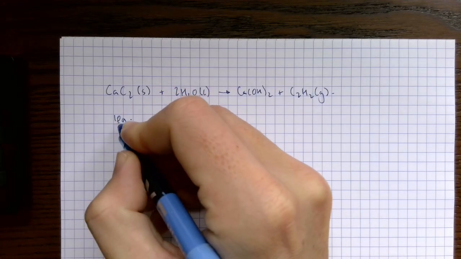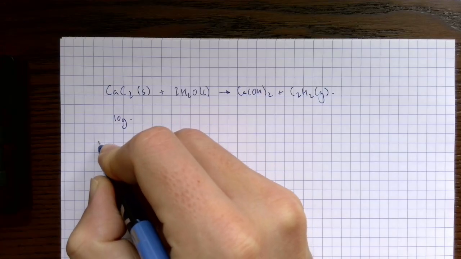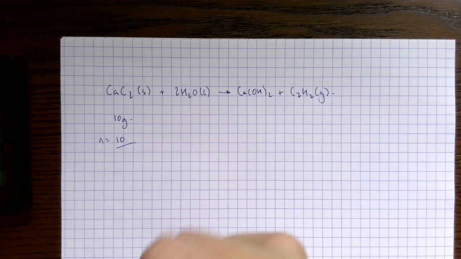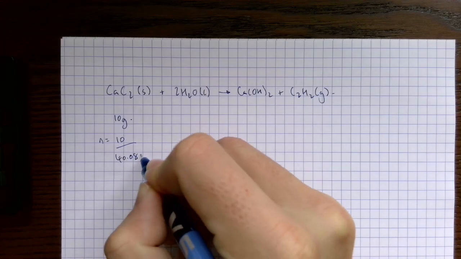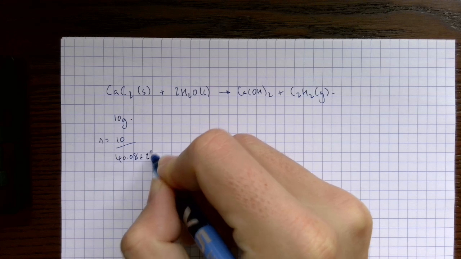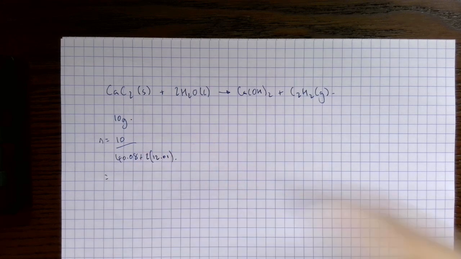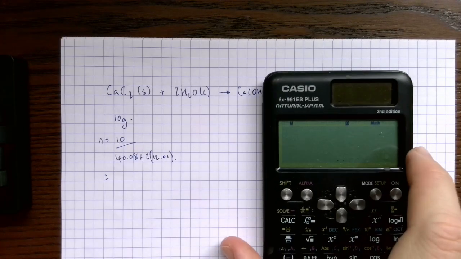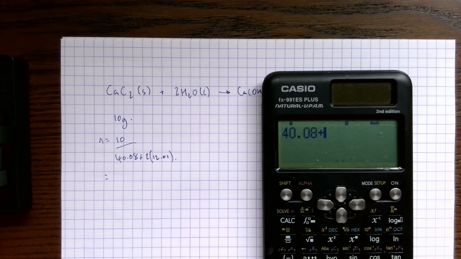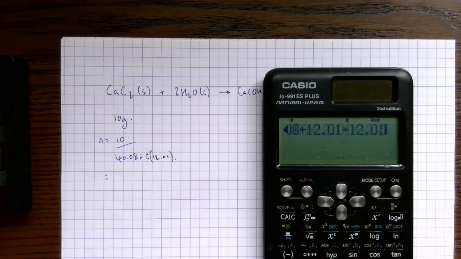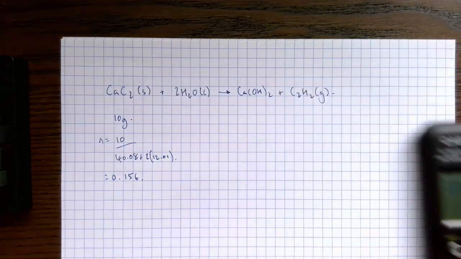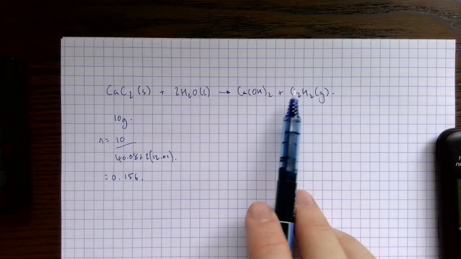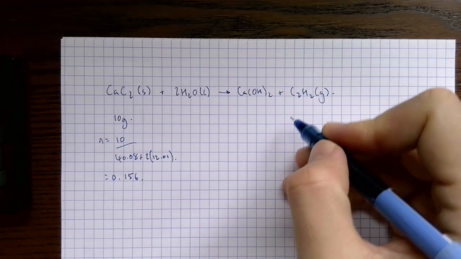So if this is the mass of the solid calcium carbide I have, then the moles is going to be 10 divided by the Mr, which is going to be 40.08 plus 2 times 12.01. So I can quickly work out the moles, which will be 40.08 plus 12.01 plus 12.01. 10 divided by that gives me 0.156 moles. It's a simple one-to-one ratio, so if I have 0.156 moles of that, I have 0.156 moles of that.